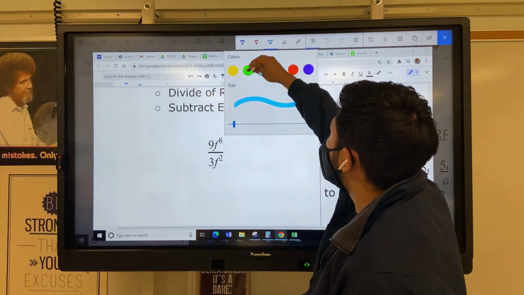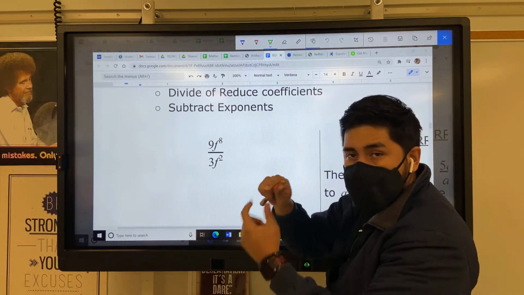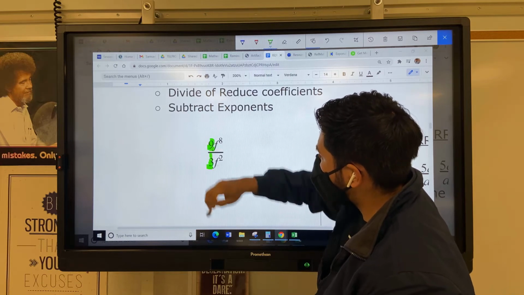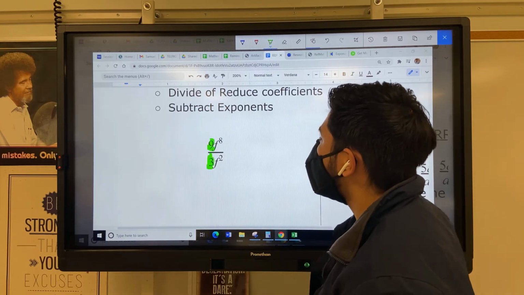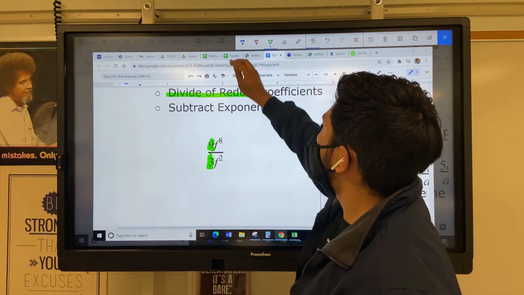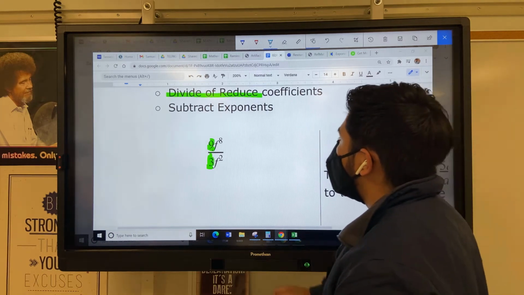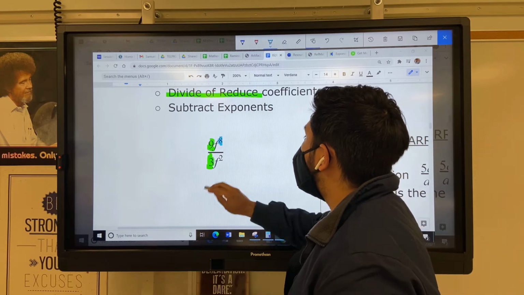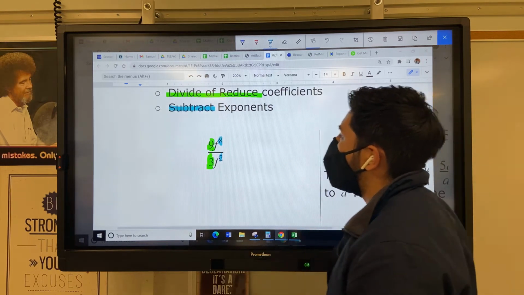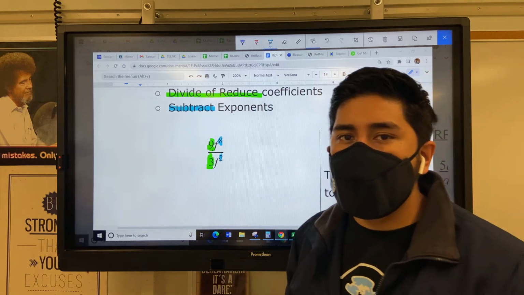Let's do a highlighter for coefficients. Who are my coefficients? Should be the larger numbers, which is 9 and 3. What are we going to do with those numbers? We're either going to divide or reduce. Other highlighter. My exponents is what we'll be subtracting. 8 and 2. And we'll be subtracting that. As you can see, I'm highlighting specifically to what we should be doing, okay?